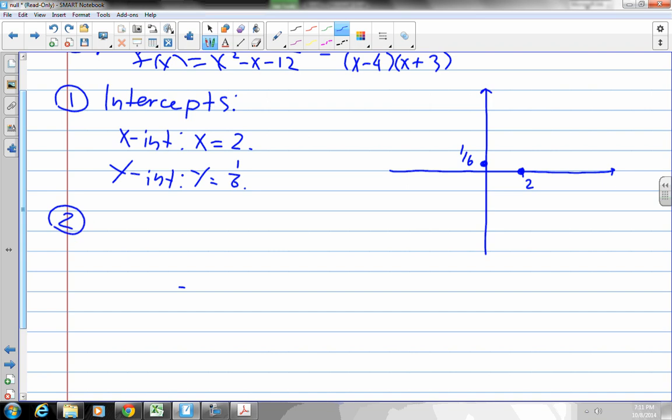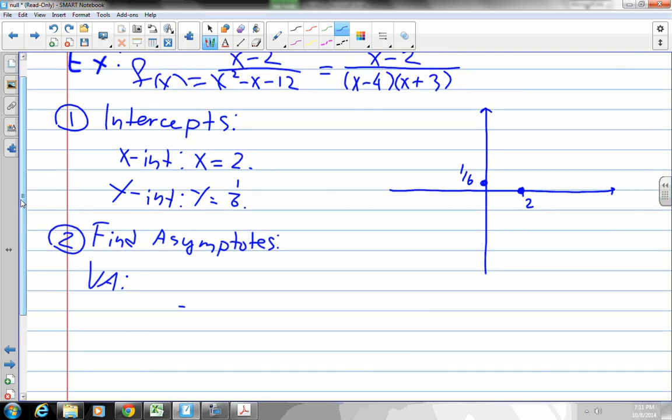Second step is to find the asymptotes. The vertical asymptote is just whatever makes the denominator equal 0 after you factor and reduce. So we have x equals 4 and x equals -3. So these are my two asymptotes. So here's 4, and here's -3.